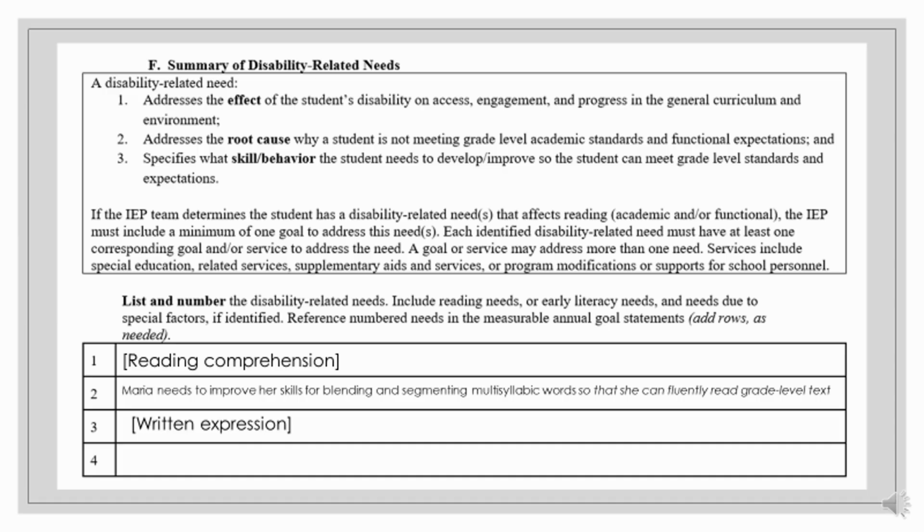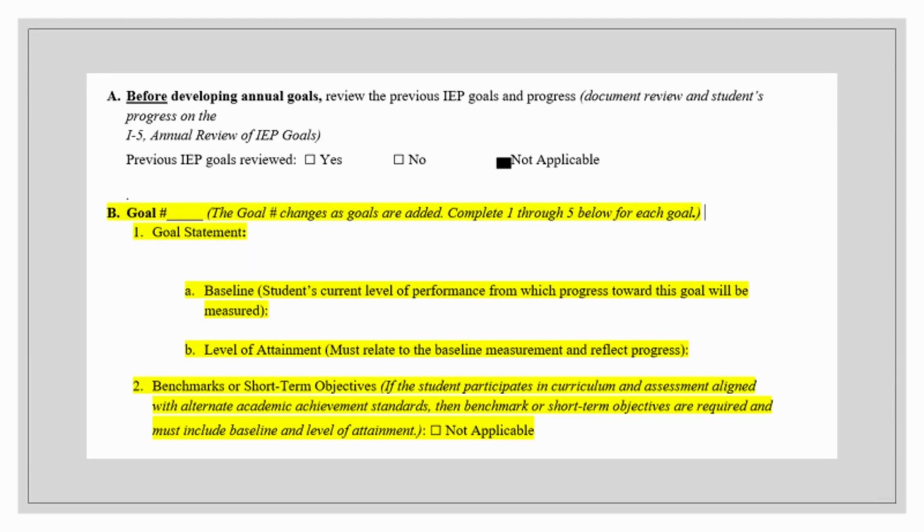Here's a glimpse of what the disability-related needs page of the IEP form for Maria looks like. We have the statement that shows how she needs to improve her skills for decoding in order to read fluently and ultimately comprehend grade level text in number 2. We also had identified areas, reading comprehension and written expression, that will need to be expanded into their own disability-related needs statements.